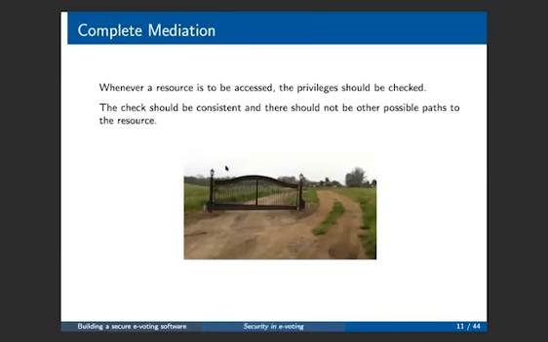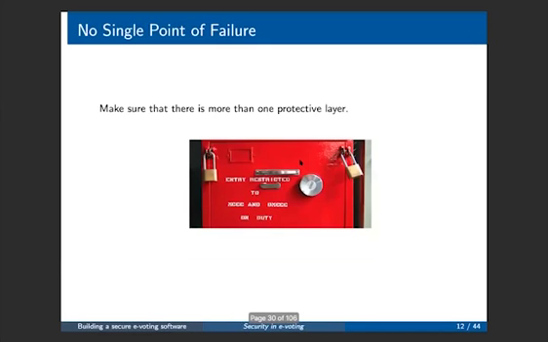Complete mediation. So all the checks should be consistent, and there should be no other possible paths to the resource. Like for instance, this funny picture, right? No single point of failure. Make sure that there is more than one protective layer. This is also something that we applied in e-voting systems.